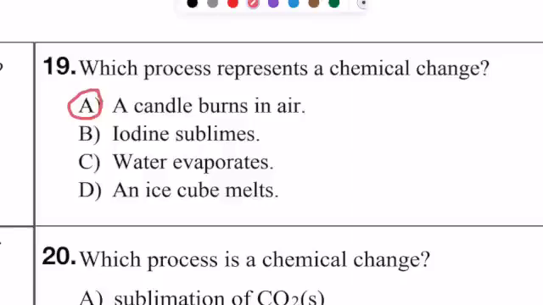Iodine sublimes. Sublimation is a phase change. So it's just going from one phase to the other, still iodine. Water evaporates. That is also a phase change, still water. An ice cube melts. Still a phase change, it's still going to be the same substance.